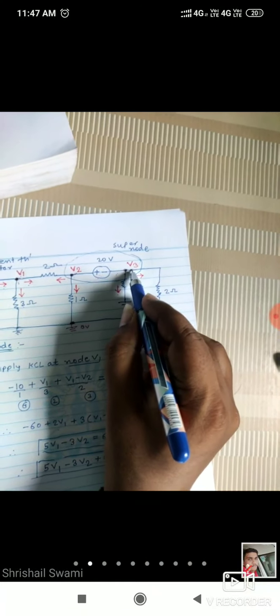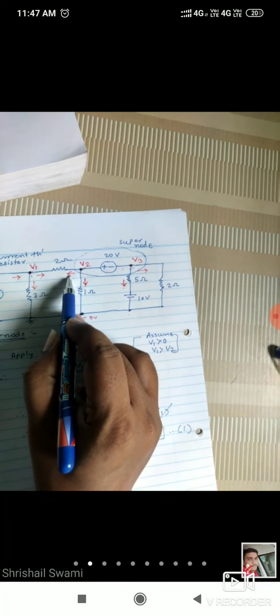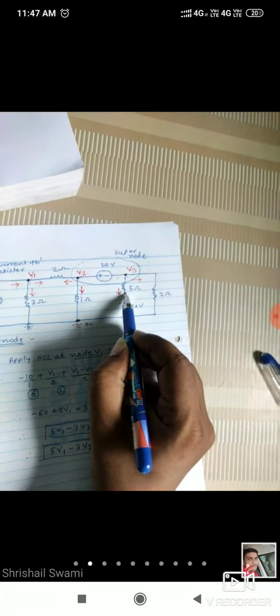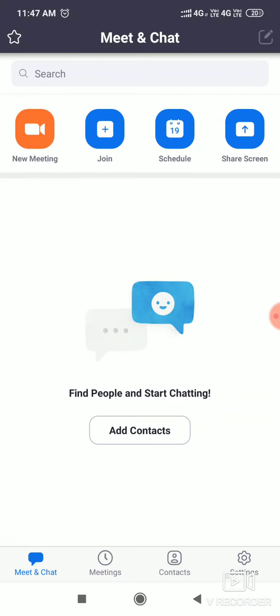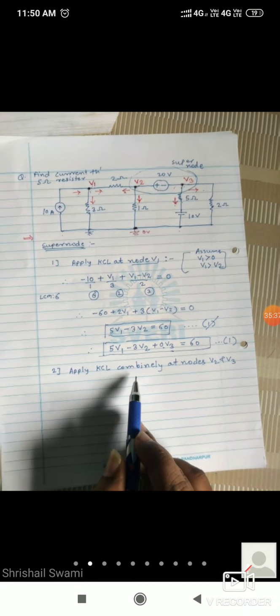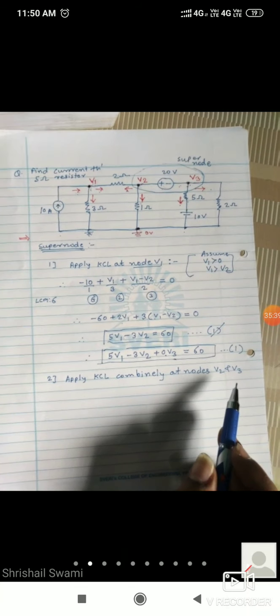So apply KCL combinedly at V2 and V3. So how to apply KCL? Leave this branch, and for this leave this branch. You can apply only this branch, this one, and this one. That means two from this. So apply KCL combinedly at nodes V2 and V3.